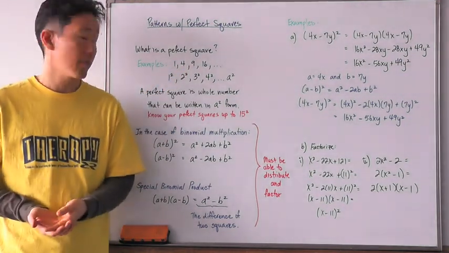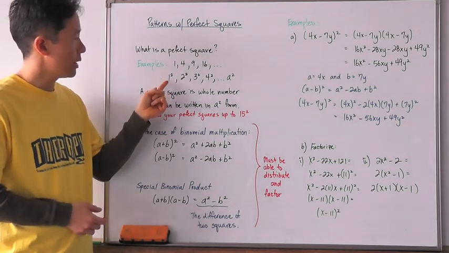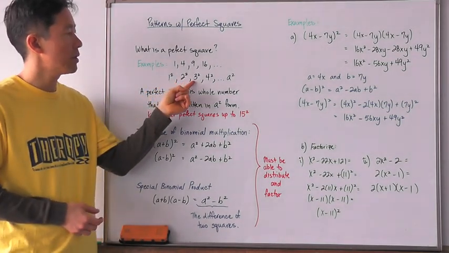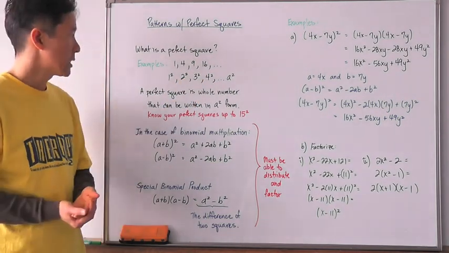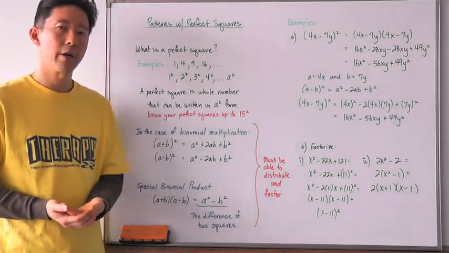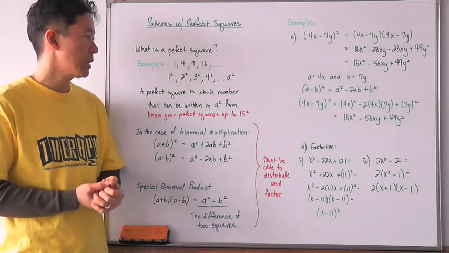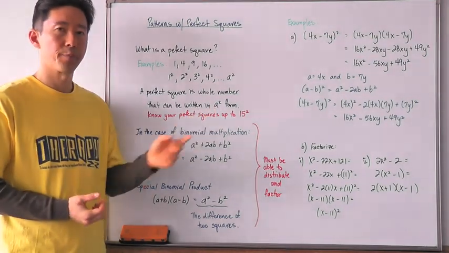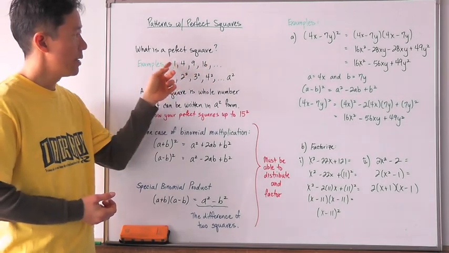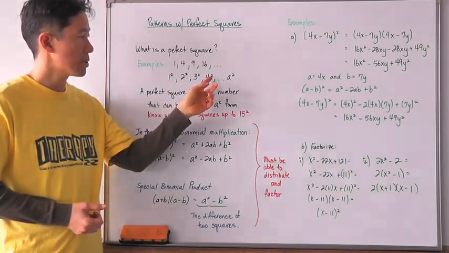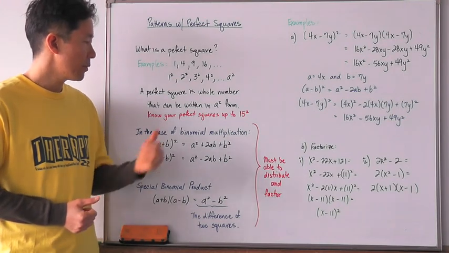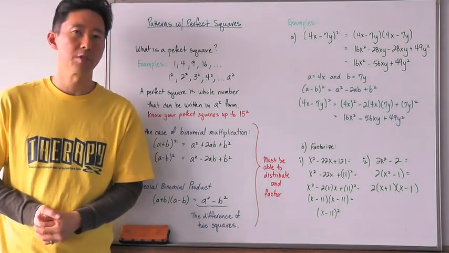Now the reason why those are perfect squares is because we can rewrite them in the form 1 squared, 2 squared, 3 squared, and 4 squared, and so on. So that means if you have what is called a perfect square, it's a whole number that can be written in the form a squared. So all of these numbers here at the top are perfect squares because we can write each as a number squared.